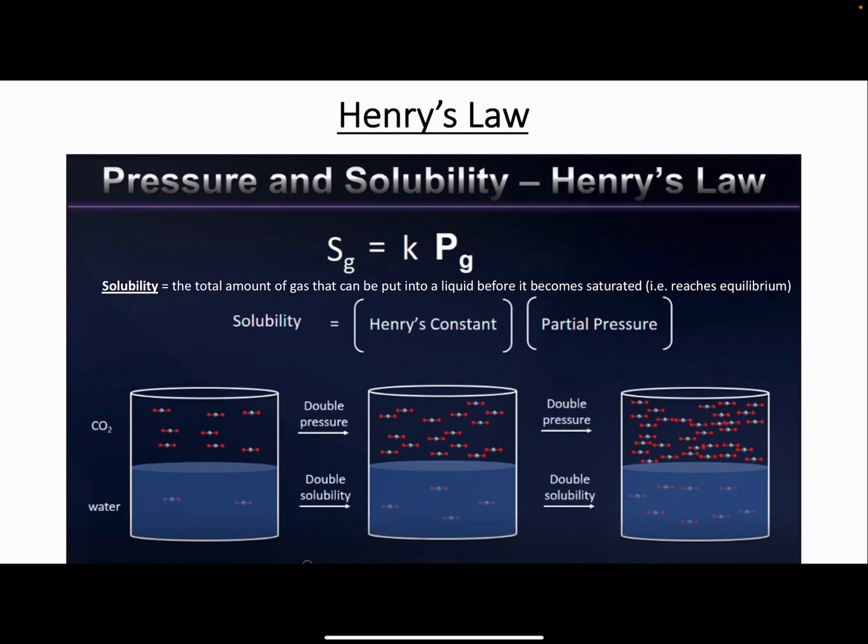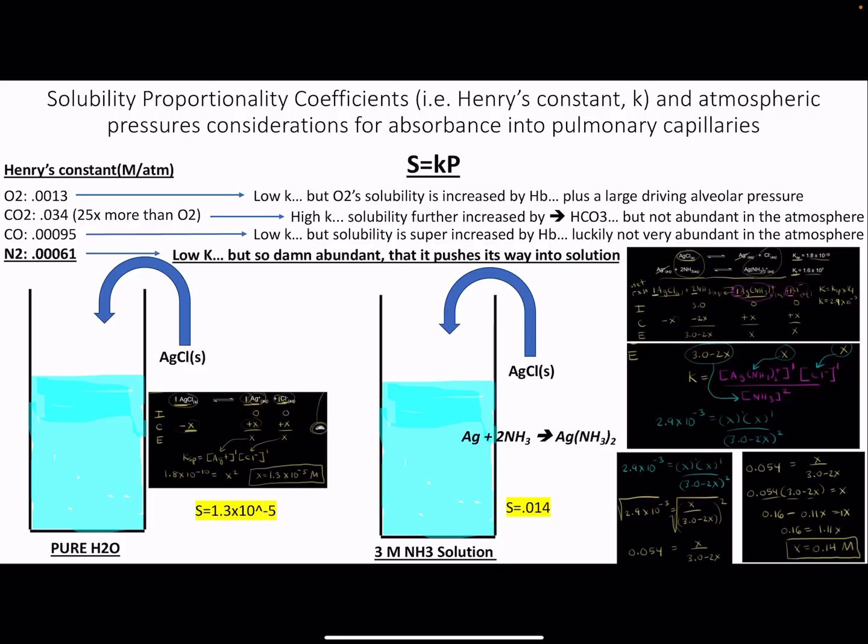So Henry's law, again, solubility is the total amount that you can put into a liquid before it becomes saturated. This depends on the solubility multiplied by the pressure. So a couple of things. Oxygen, 0.013, CO2 is 0.034, carbon monoxide is 0.0095, and this is 0.0061. So all of these are low K, low K, low K.